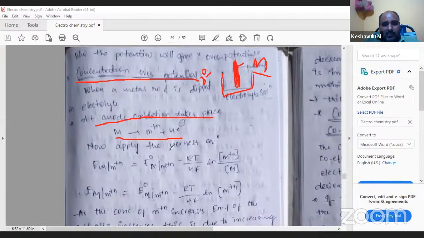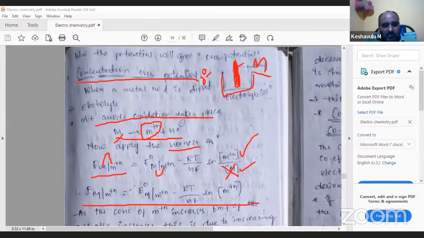Now apply the Nernst equation. E cell, where the metal is converted to the metal ion, is E naught minus RT by nF ln of the M^n+ concentration, that is the product concentration, divided by the reactant concentration, that is M. M is a solid, so we can eliminate the metal concentration. Therefore we can write E equals E naught minus RT by nF ln of M^n+ concentration.